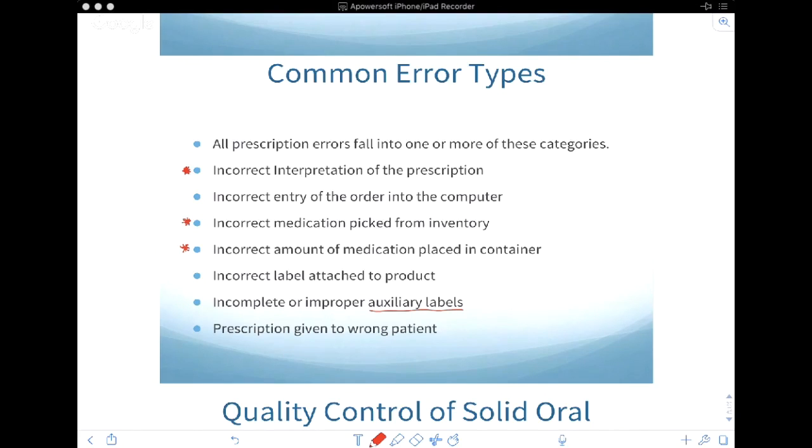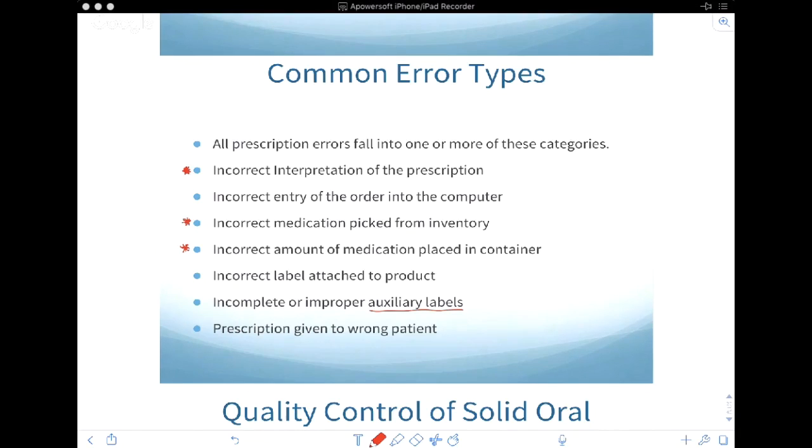But an auxiliary label is going to be one of those add-ons to the bottle that are going to help warn the member what to do, what not to do. Maybe some of it's going to be drink with milk, drink with water, eat, don't drive while you're on this medication, tons of those kind of things.